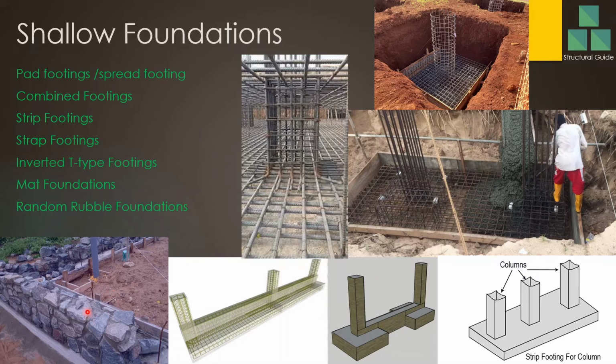Then random rubble foundations. These are the most common type of foundation we see in construction. In small scale buildings, we use random rubble foundation. In other types of small scale construction, boundary walls, and any simple structures, we use these types of foundations.